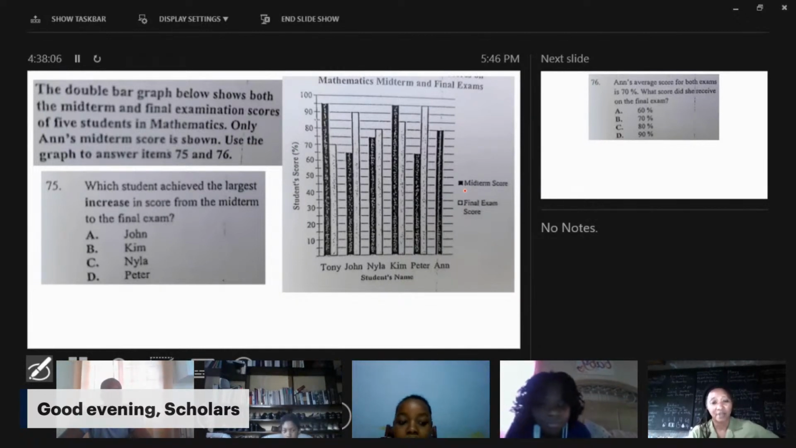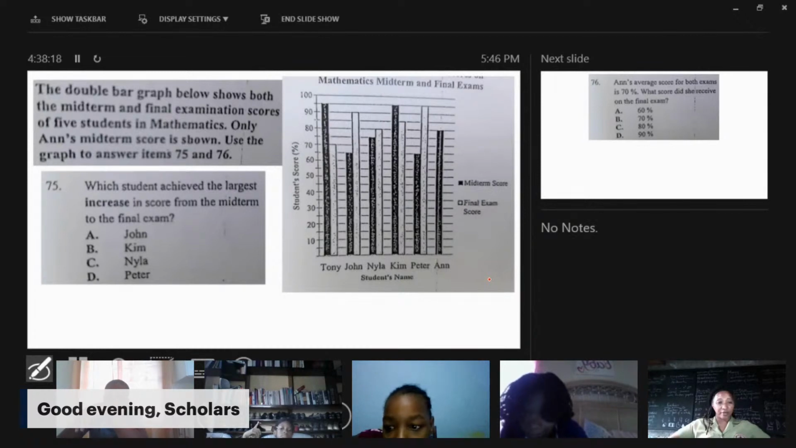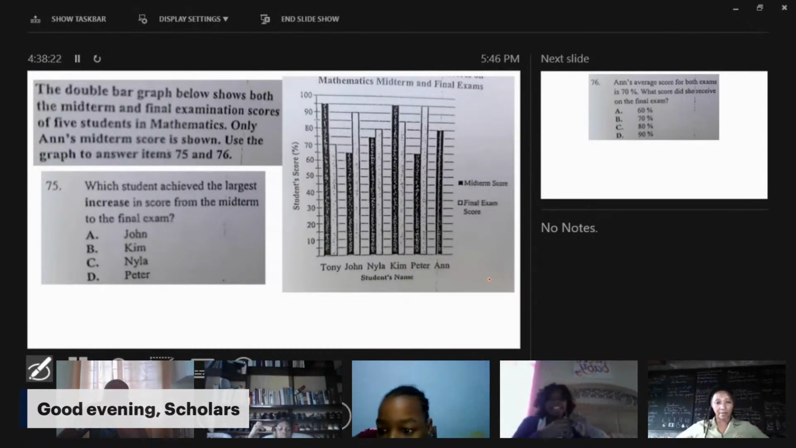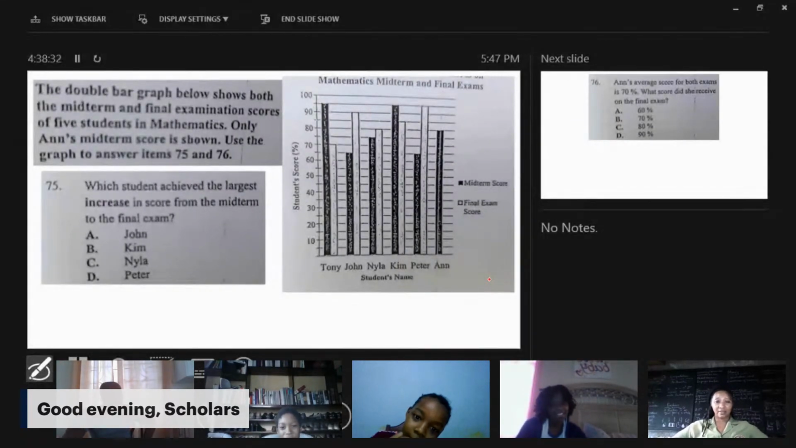Now let's see. The darker bars represent the midterm scores, and the lighter bars represent the final exam scores. So which student had the largest increase from the midterm to the final exam? Miss, did Anne Madison not do any exam? Because she doesn't have anything there. Well, apparently she just did the midterm.